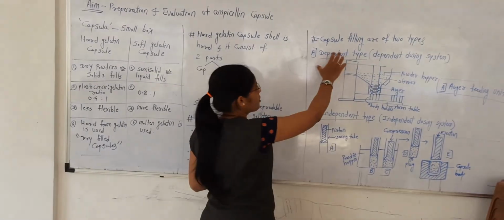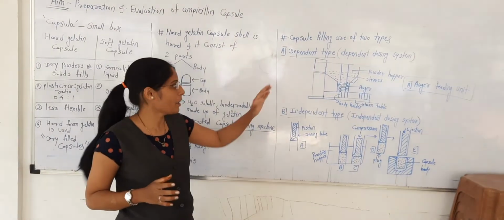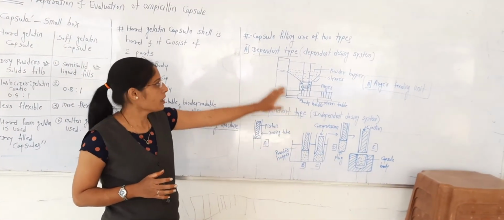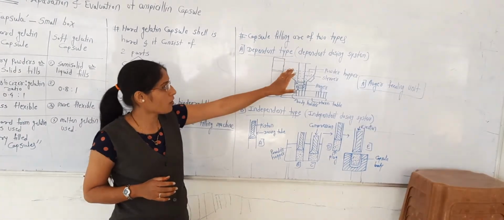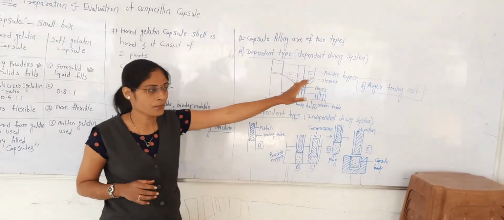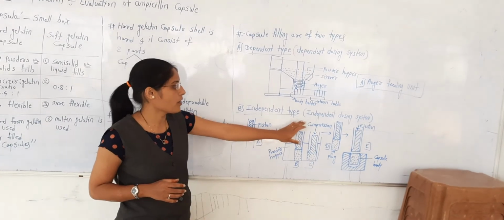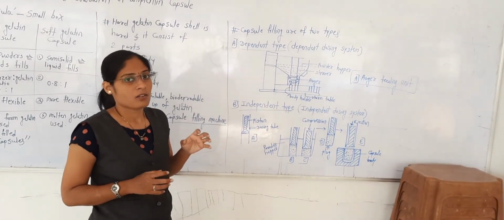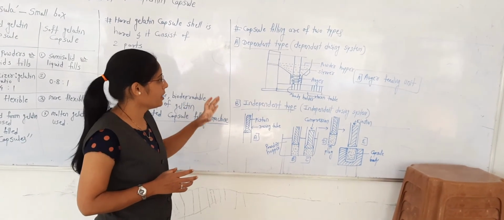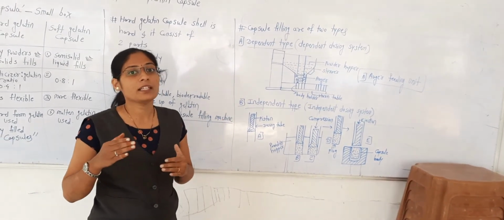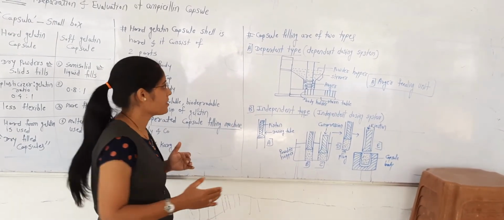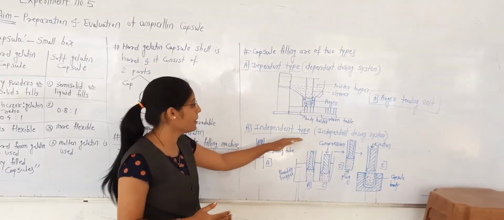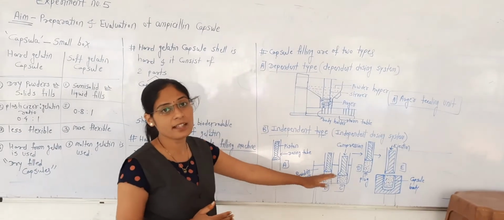Before performing the experiment, see the two types of capsule filling. Capsule filling has two types: first the dependent type, also called the dependent dosing system, and second the independent type, called the independent dosing system. These two types depend on the capsule filling methods. In the dependent type the capsule filling procedure is different, and in the independent type the capsule filling procedure is different.